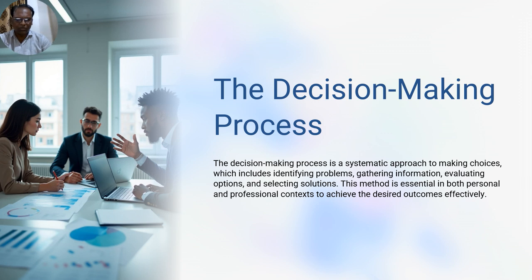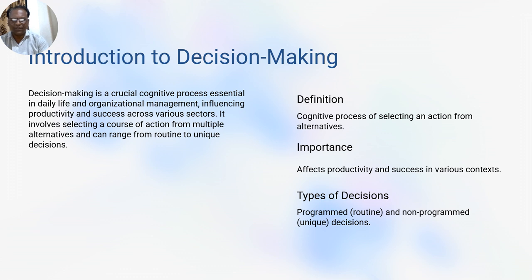The decision making process is a systematic approach to making choices, which includes identifying problems, gathering information, evaluating options and selecting solutions. This method is essential in both personal and professional contexts to achieve the desired outcome effectively. Decision making is a crucial cognitive process, essential in day-to-day life and organizational management, influencing productivity and success across various sectors.